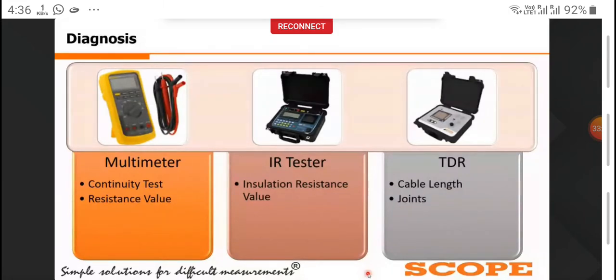After that, we will short circuit the far end of the cable using a short circuit jumper. We will short circuit all the cores with respect to armor, and then again perform a continuity test. If we are not getting continuity, it means that the core has broken down somewhere in the middle of the cable. So we will note this down in the log sheet.